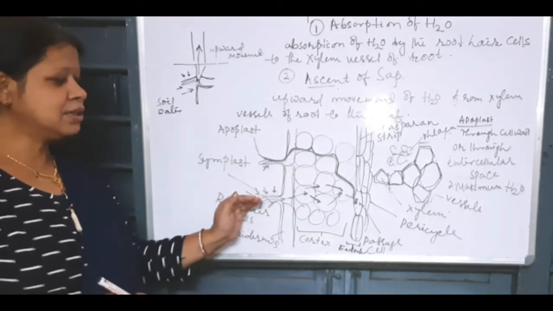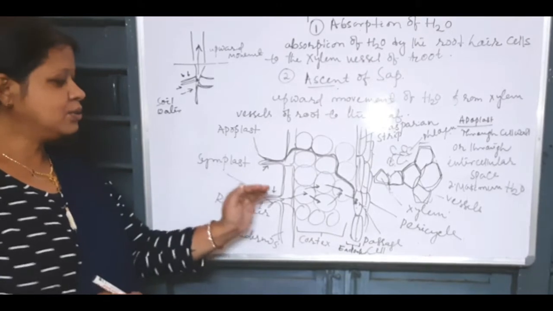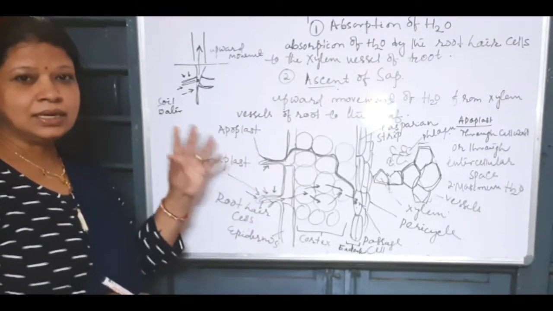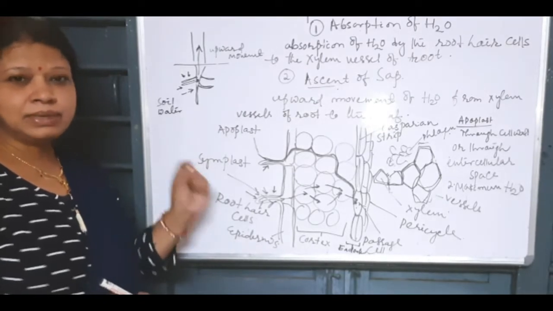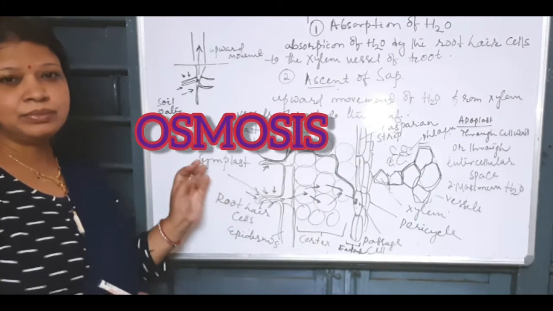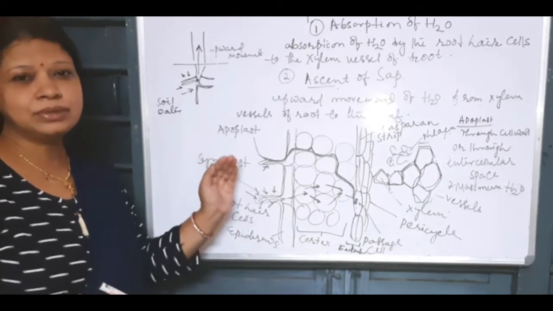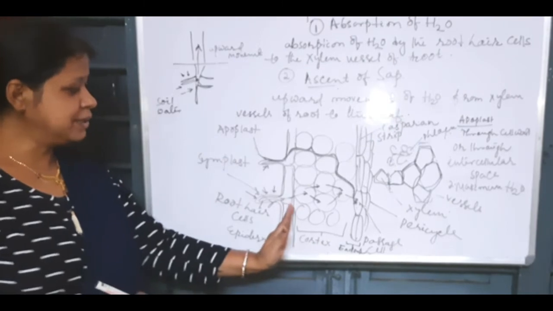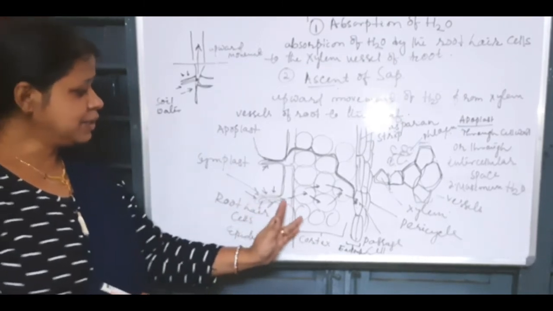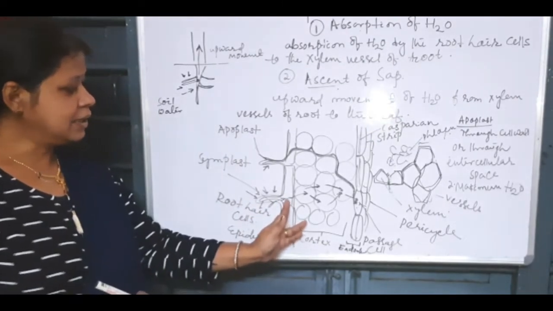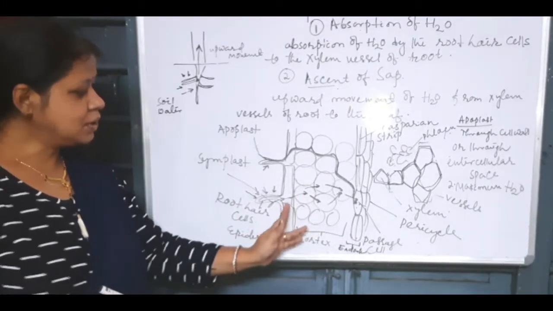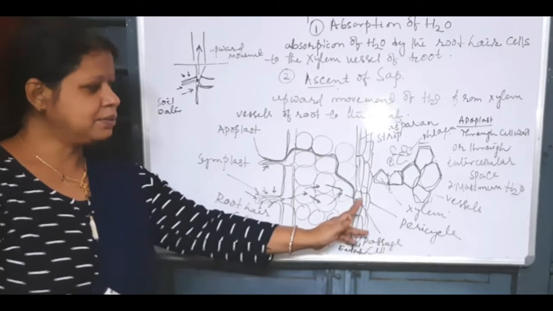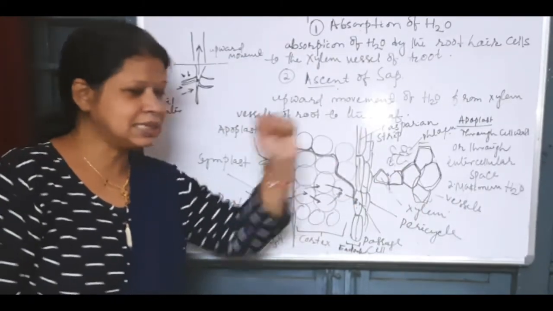This absorption of water from the soil by the root hairs takes place in various ways, and one of the most common methods is osmosis. By the process of osmosis, water is absorbed by the root hairs and reaches the epidermal cell. Once the water enters the epidermal cell, it passes to the cortical cell and next to the endodermis, pericycle, and then reaches the xylem.